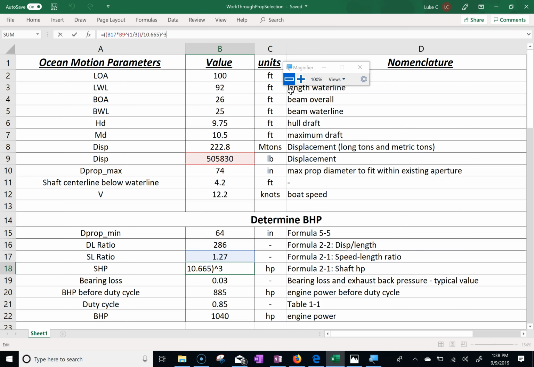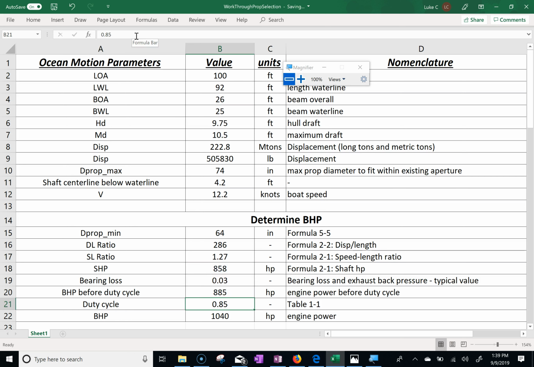So the bearing loss is 3%. And then before the duty cycle, we basically need to increase that by 3%, right? So I took SHP and I just divided by 1 minus 0.03. That is the quick way in Excel to do that. So I'm dividing by 0.97.